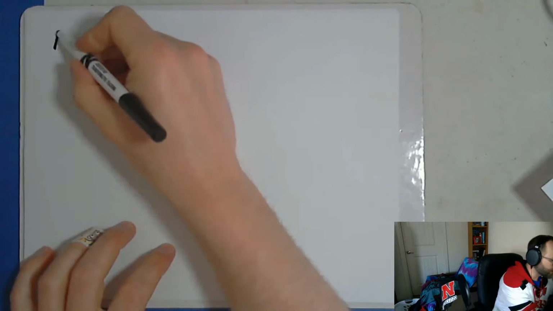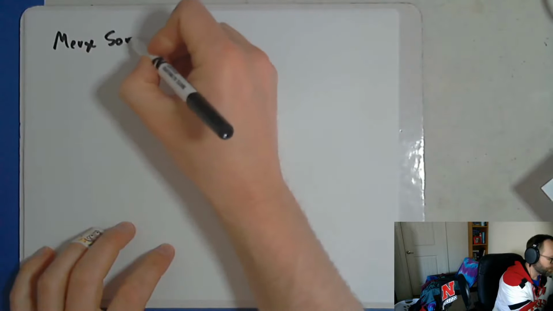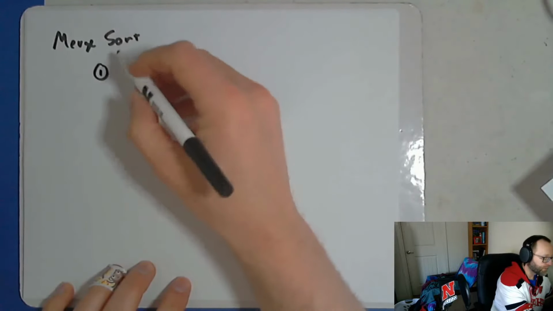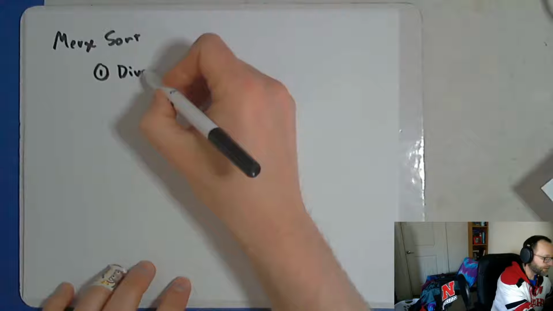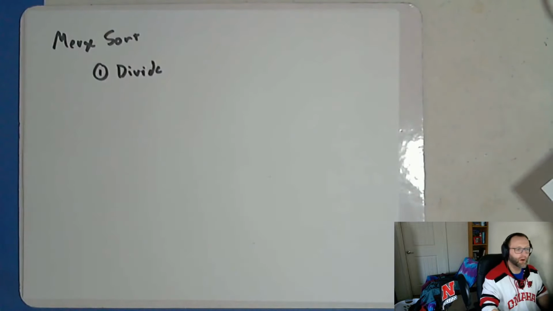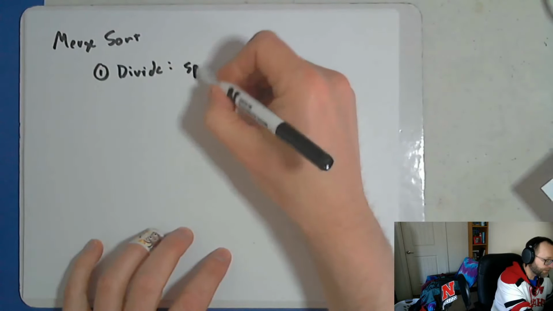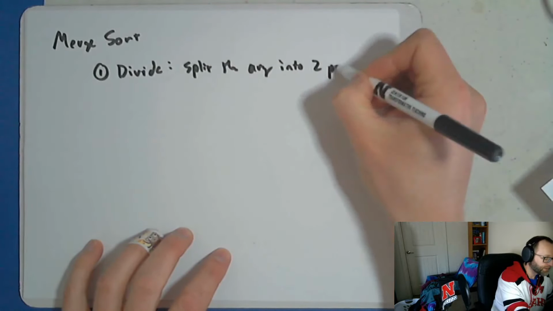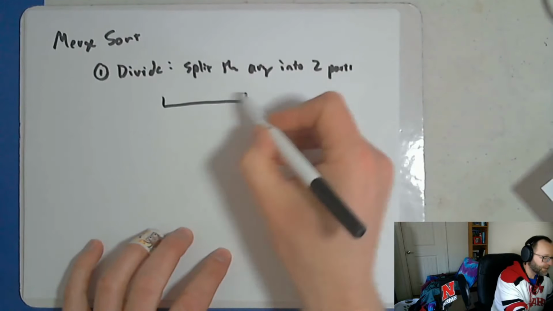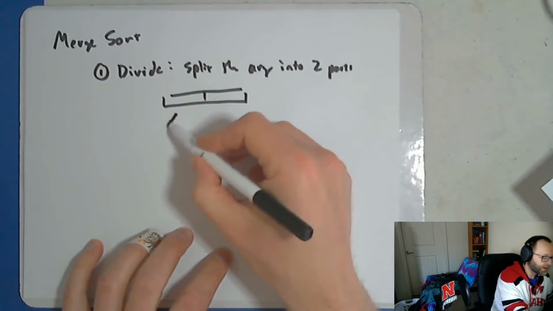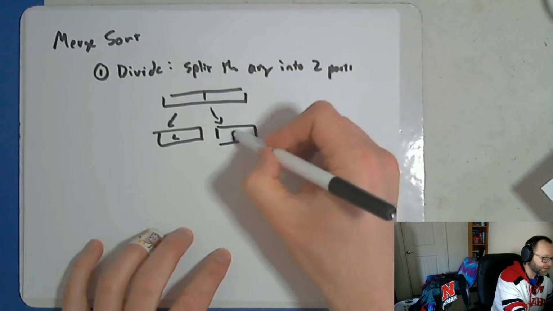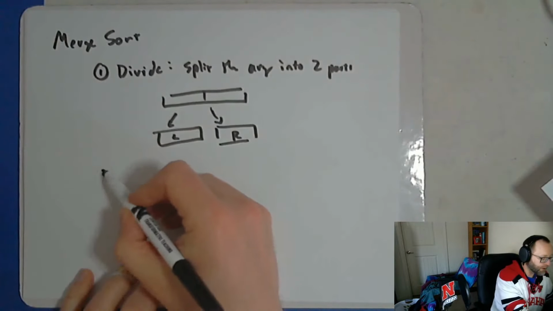So the first one that I want to show you is merge sort. Now the idea behind merge sort is that you have two phases. One, you have a divide phase. And this usually comes up with recursive algorithms. It's a divide and conquer kind of thing. You divide. You split the array into two parts. So if there's an array, we're simply going to cut it in the middle, and here's the left partition. Here's the right partition. Okay? And you conquer.